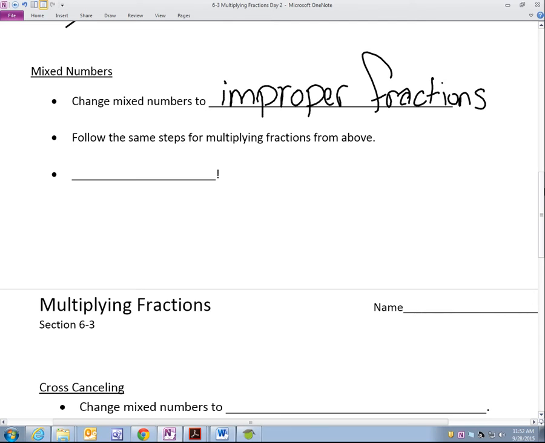Then follow the steps for multiplying fractions from above, and then simplify. So that's all from last year. Now let's get into the 7th grade version of this.